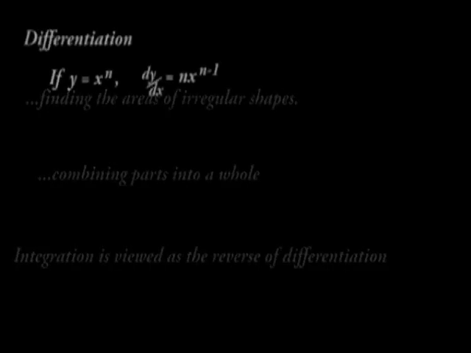A recap of differentiation. If y is equal to x raised to power n, then dy over dx is equal to nx raised to n minus 1. The derivative of a polynomial is found by working out the derivative of each term in the polynomial. The derivative of a constant is always 0.